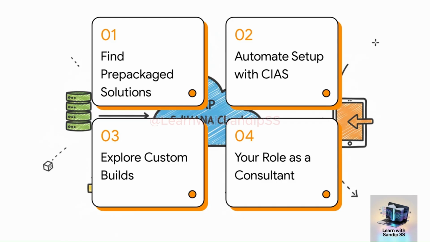First, we're going to tackle the path of least resistance, which is finding pre-packaged content. Then we'll look at how to automate the setup, what to do when you actually do need a custom build, and maybe most importantly, we'll clarify your exact role in that whole process.